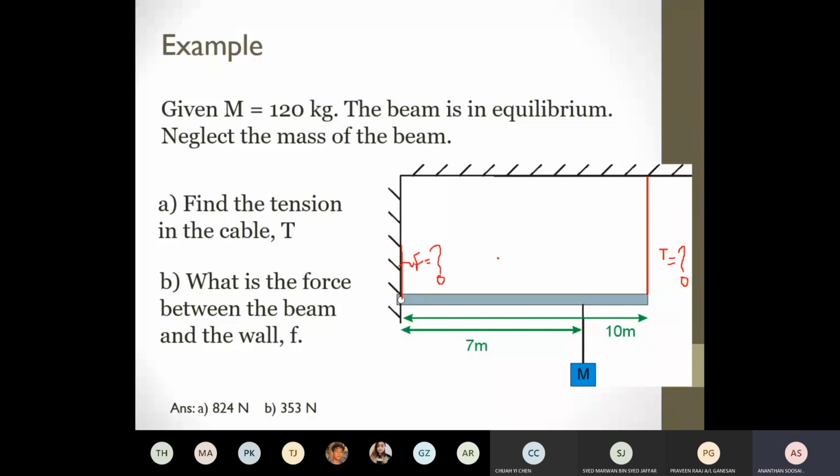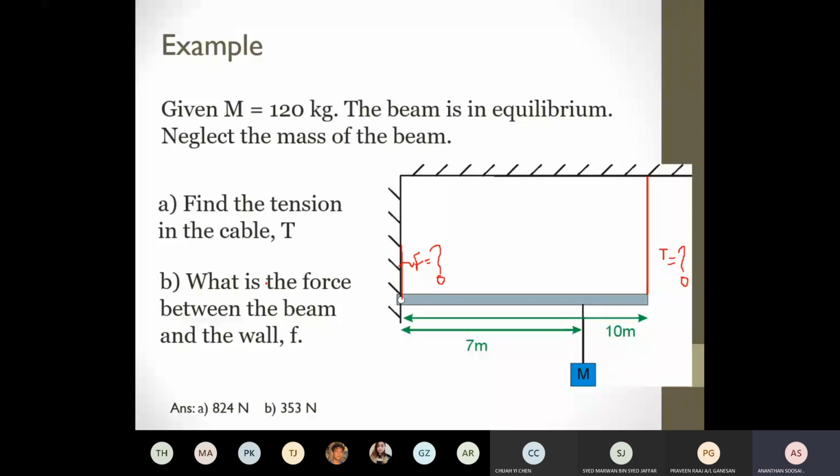Hey class, just for your information, at a pivot there will always be a force. If this is pivoted here, the pivot will have a force. That force is unknown. Normally they won't ask for that force, sometimes they do ask. So remember at the pivot there is an unknown force acting on it. First, give it a try. You should get 824 and 353.